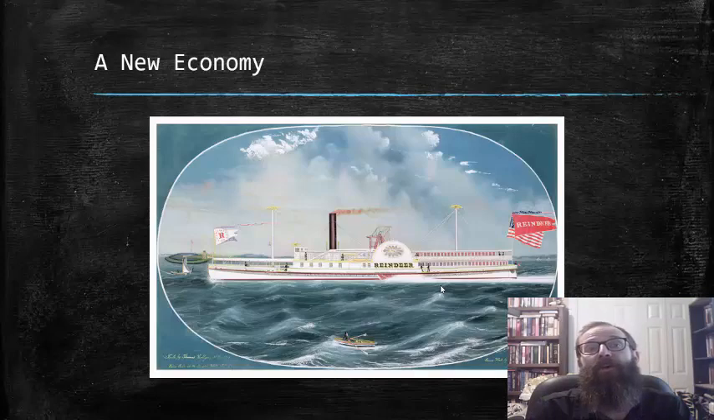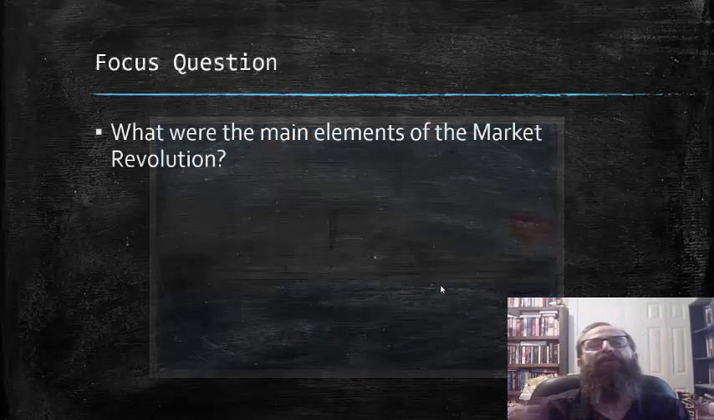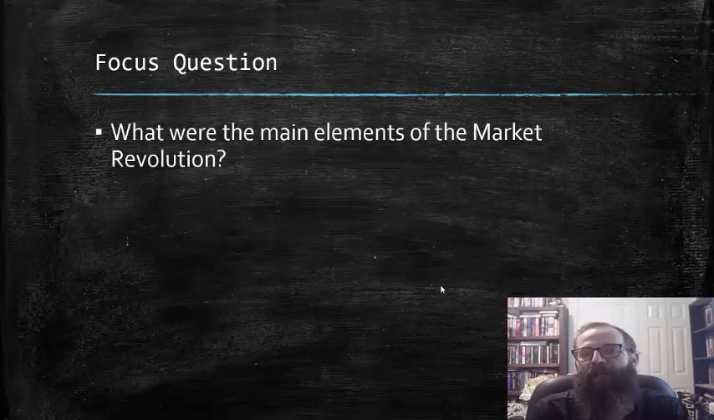The first section is called A New Economy. The focus question for this section is, what were the main elements of the market revolution?